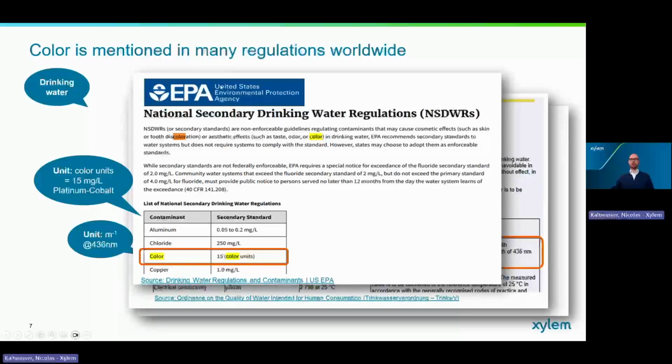Here is a snapshot from the Environmental Protection Agency in the United States. And they are also regulating color in drinking water, but they use a different unit. It's the so-called color unit or platinum cobalt unit.